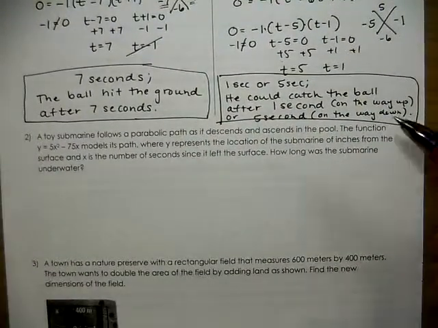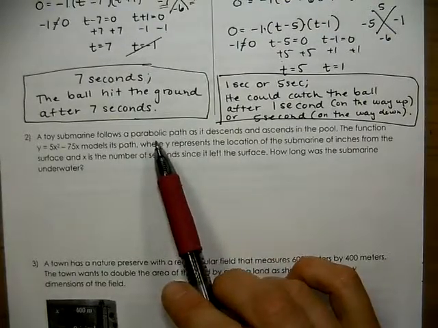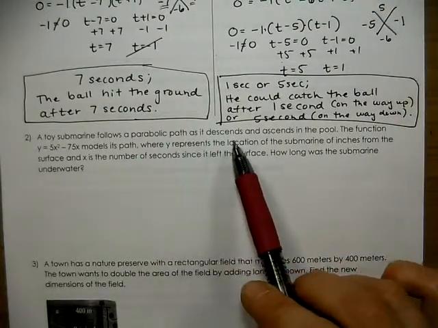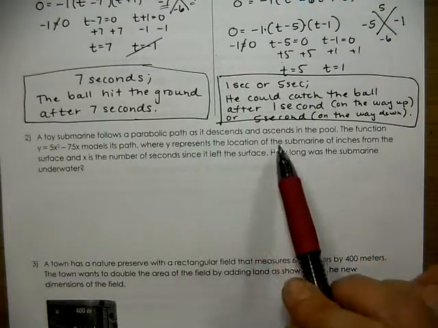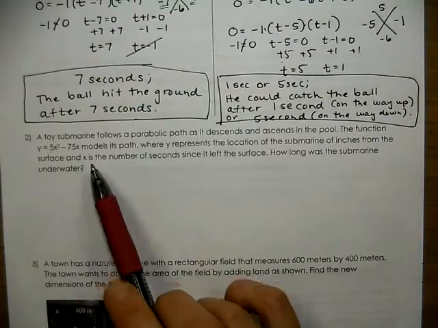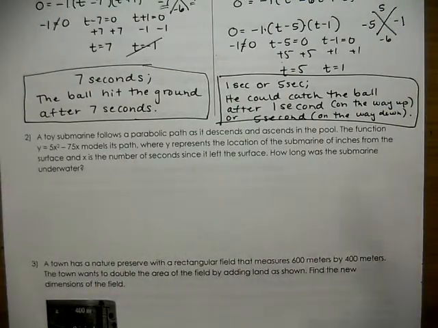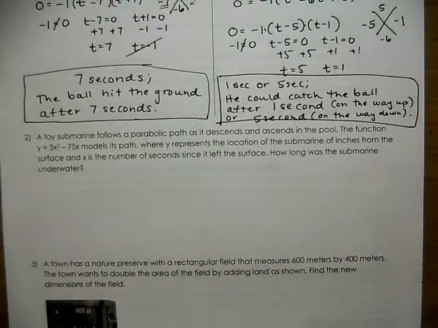For the next one, it says a toy submarine follows a parabolic path. Parabolic is the adjective for parabola. So meaning the path is a parabola as it descends and ascends in a pool. Descends meaning going down, ascends meaning going up. The function y equals 5x squared minus 75x models its path where y represents the location of the submarine in inches from the surface, and x is the number of seconds since it left the submarine.